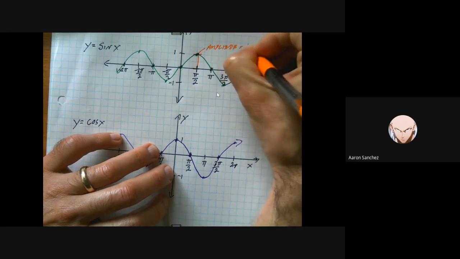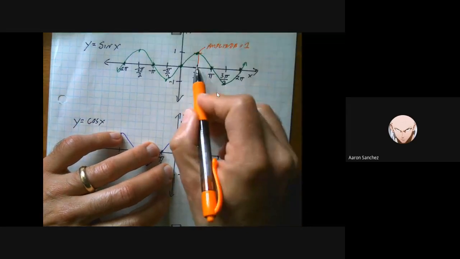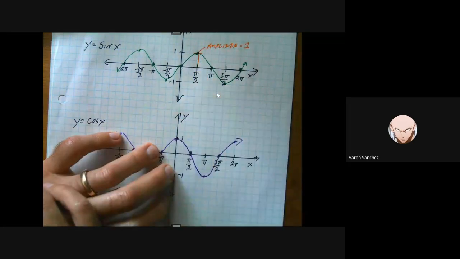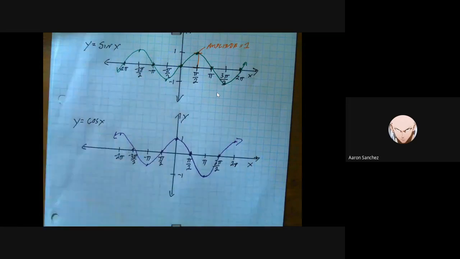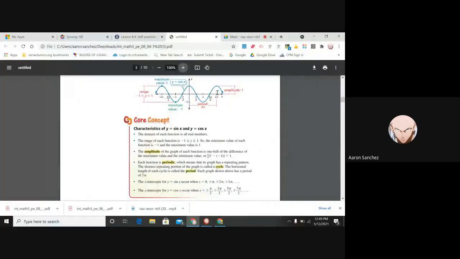And my amplitude equals 1 because from here to here is 1. It's how tall the graph is. Now we can stretch the amplitude and make it taller or compress it and make it shorter. But when we talk about that, that is the amplitude. Now, let's talk about the period.